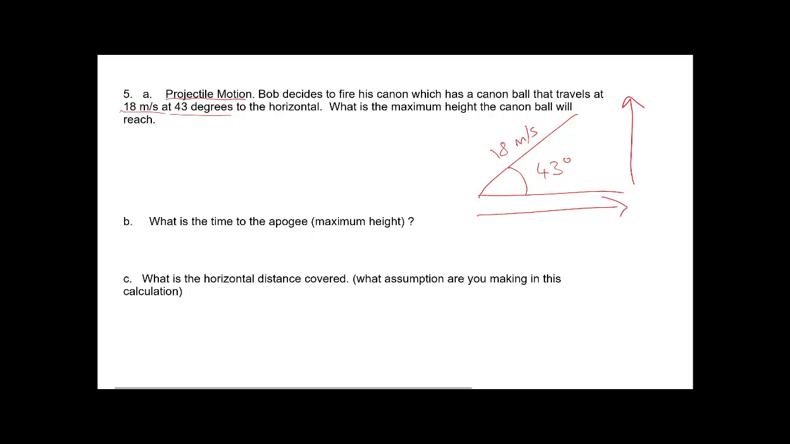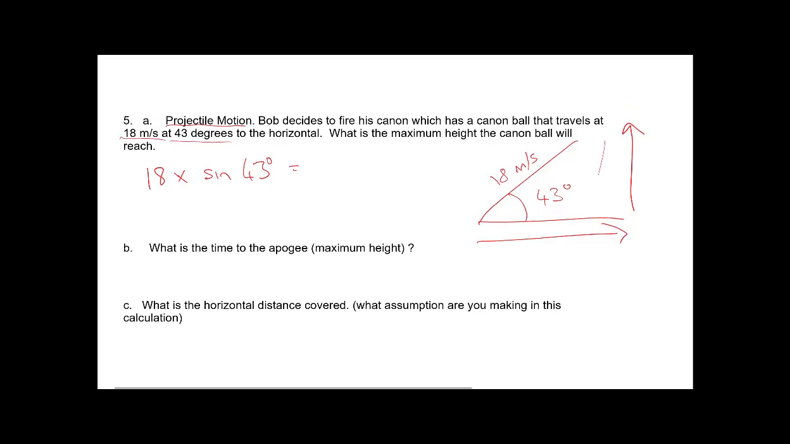Now the vertical component is what you're interested in terms of the initial velocity. So that's simply going to be 18 times, now you're interested in this side, so it's going to be 18 times sine 43 degrees. If you do that on your calculator, sine 43 equals 12.27 meters per second. So that's the velocity up there.